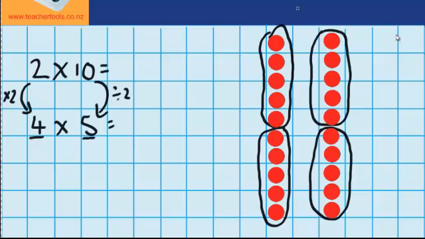So since I haven't had to add any counters in or cross any counters out, you know that 4 times 5 is the same as 2 times 10. So 4 times 5 is 20, so 2 times 10 must be 20.